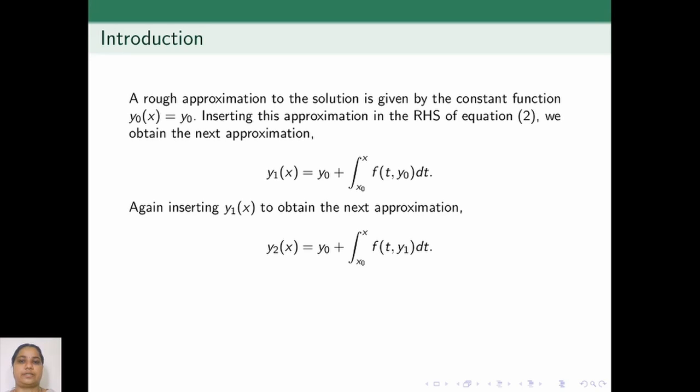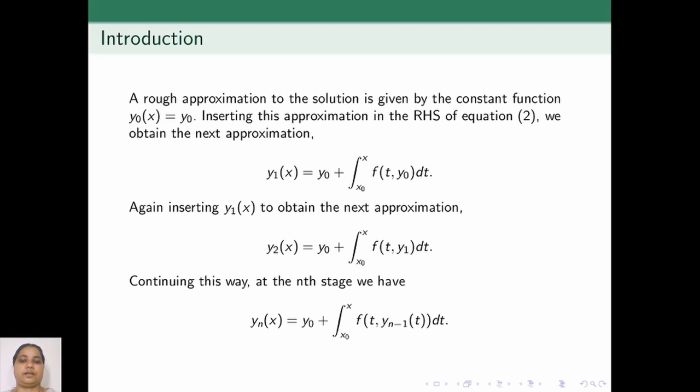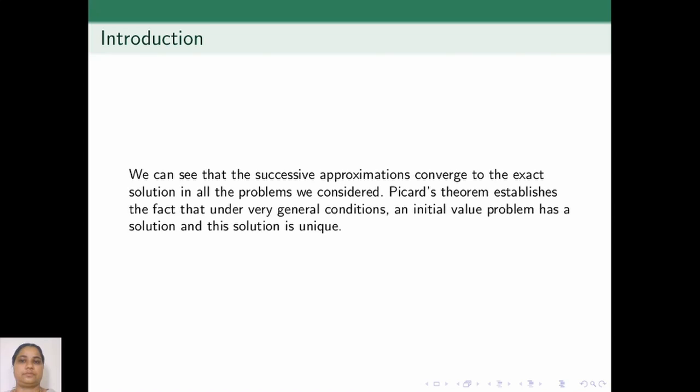Again inserting y1(x) to obtain the next approximation, we get y2(x) = y0 + integral from x0 to x of f(t, y1) dt. Continuing this way, at the nth stage, we get yn(x) = y0 + integral from x0 to x of f(t, yn-1(t)) dt. We can see that the successive approximations converge to the exact solution in all the problems we have considered. Picard's theorem establishes the fact that under very general conditions, an initial value problem has a solution and this solution is unique.